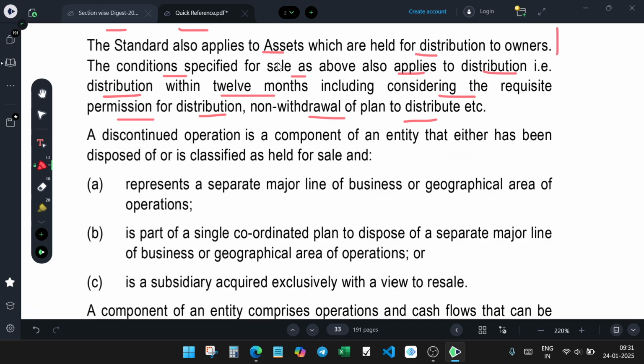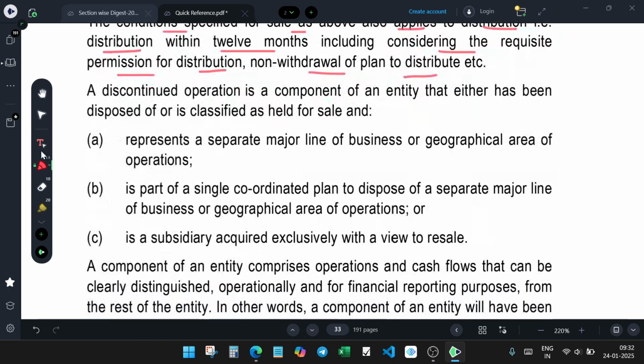So usually, to sell it, we should have only 12 months. That has been clearly said. And the requisite permission for distribution, non-withdrawal of plan to distribute, etc. So once you take it, there is no coming back, sir. That is what is said. You should sell it.